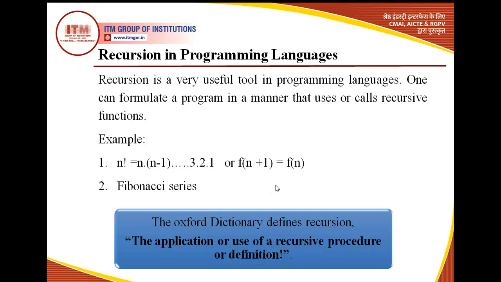Okay, so basically write the code and make the function call itself. Okay, now let's see what Oxford Dictionary has to say about recursion. It says the application or use of a recursive procedure or definition. So according to Oxford Dictionary, the application or use of a recursive process or definition is recursion. Okay, so I hope that's pretty much clear up till here.